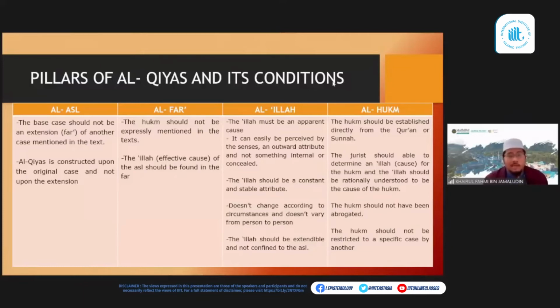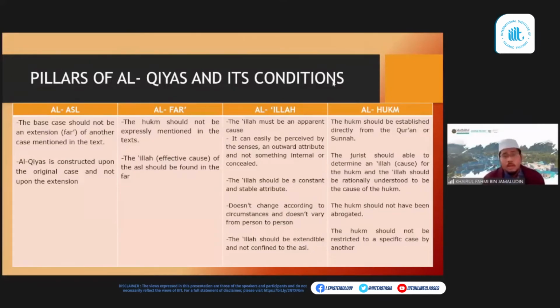And the illah of the asal should also be found in the fara', in the new case or the branch case. If the illah of the original case cannot be found in the new case, then we cannot do qiyas.